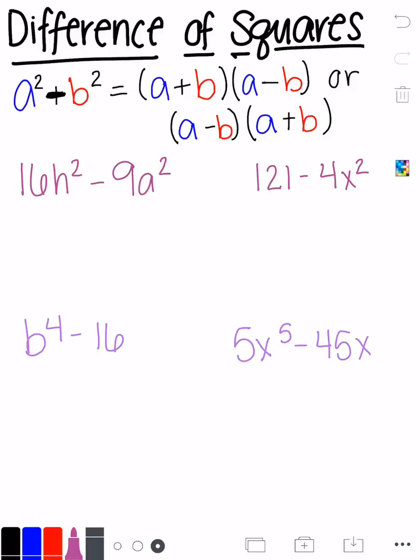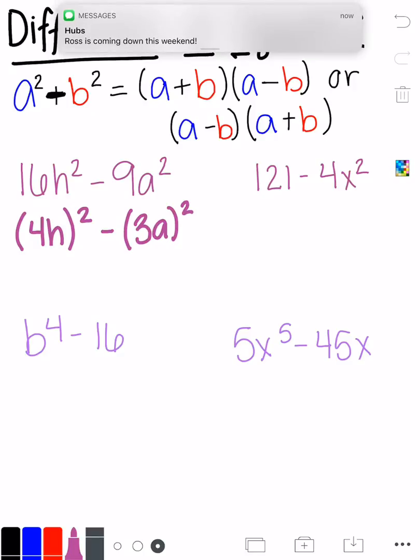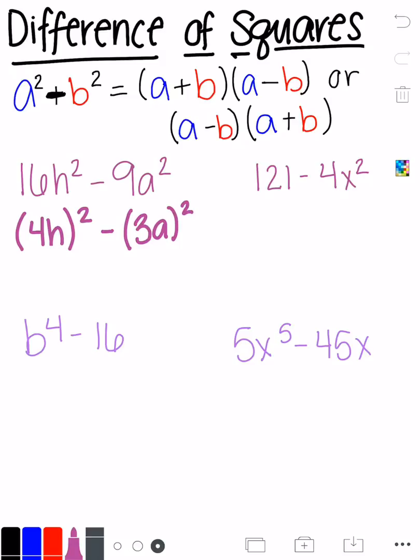So we have 16h squared minus 9a squared. So we know that it's 4h squared minus 3a squared, right? Because 4 squared is 16, h squared is h squared, 3 squared is 9, a squared. So then we're going to write it out. So we have 4h plus 3a and 4h minus 3a.